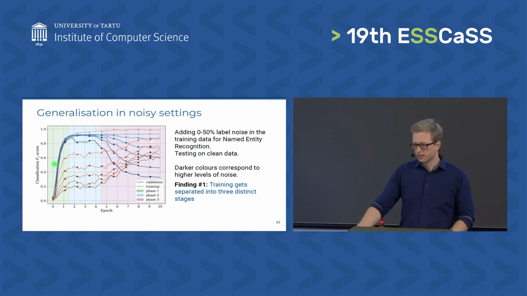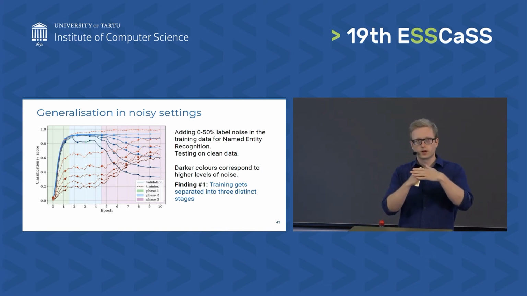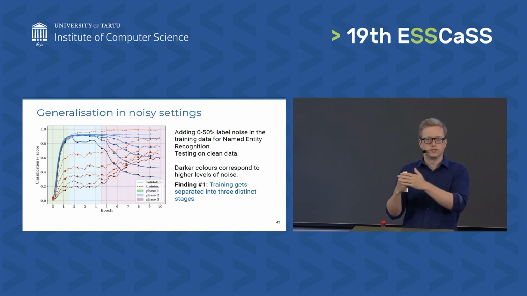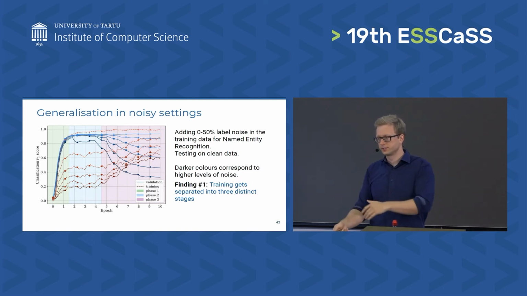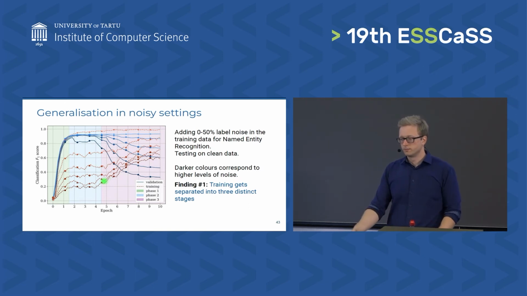Then there's the second stage, which is basically a plateau. There's not much change either in the training performance or on the development performance. And then there's a third stage of overfitting, where the model starts memorizing the noisy data points. Training performance goes up and development performance goes down.